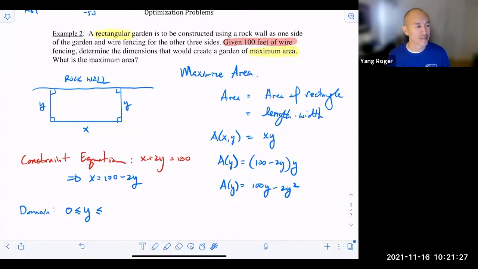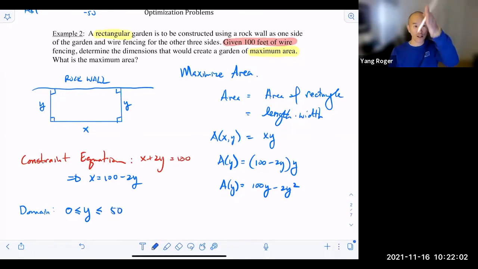Anybody have any other questions? So does anyone want to answer my question? What's the biggest y could be? Can't be infinity because you only have 100 feet of wire. It can't be 100 because you have 2 y's. Can't be 200 because you only have 100 feet of fencing. I think it should be 50. Like I said, it's degenerate.